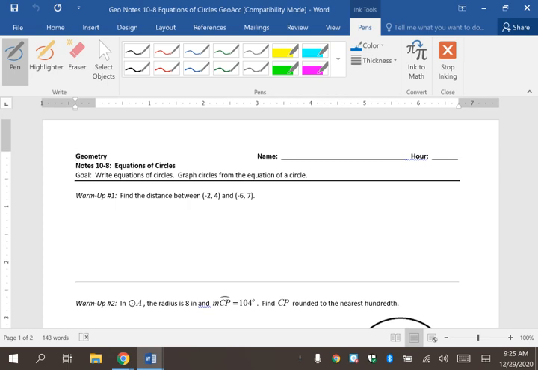Do the 2 warm-up questions. Remember, for warm-up number 2, try to do it by using 3 methods. Pause the video when you are done with both warm-ups. Play.